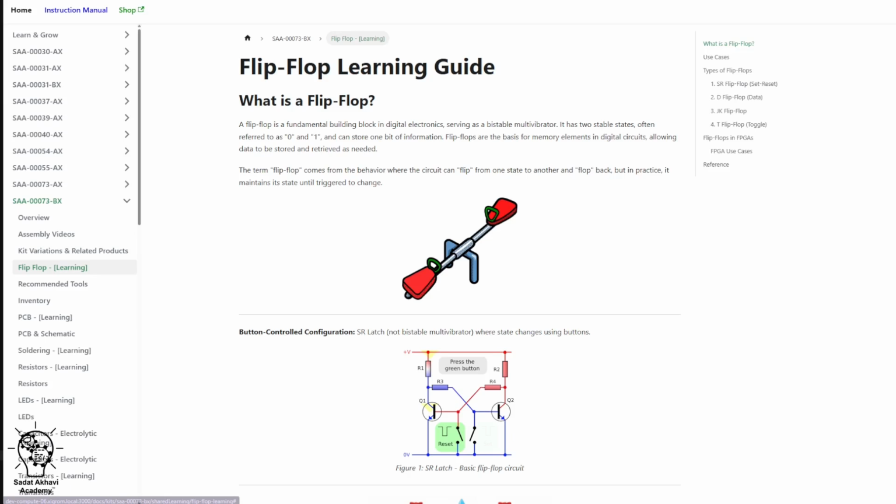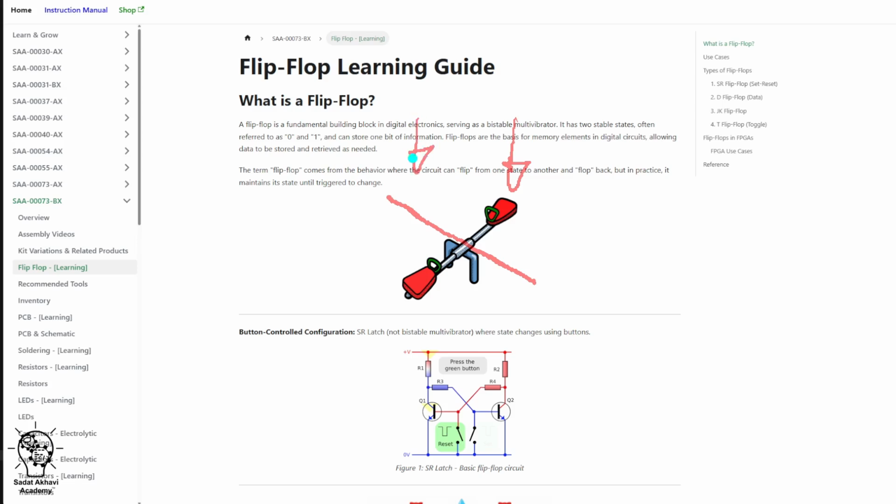The term flip-flop comes from its behavior. The circuit can flip from one state to another and flop back. It behaves like a seesaw. When the state is on, the other is off. Once set, it maintains its state until it is triggered to change.